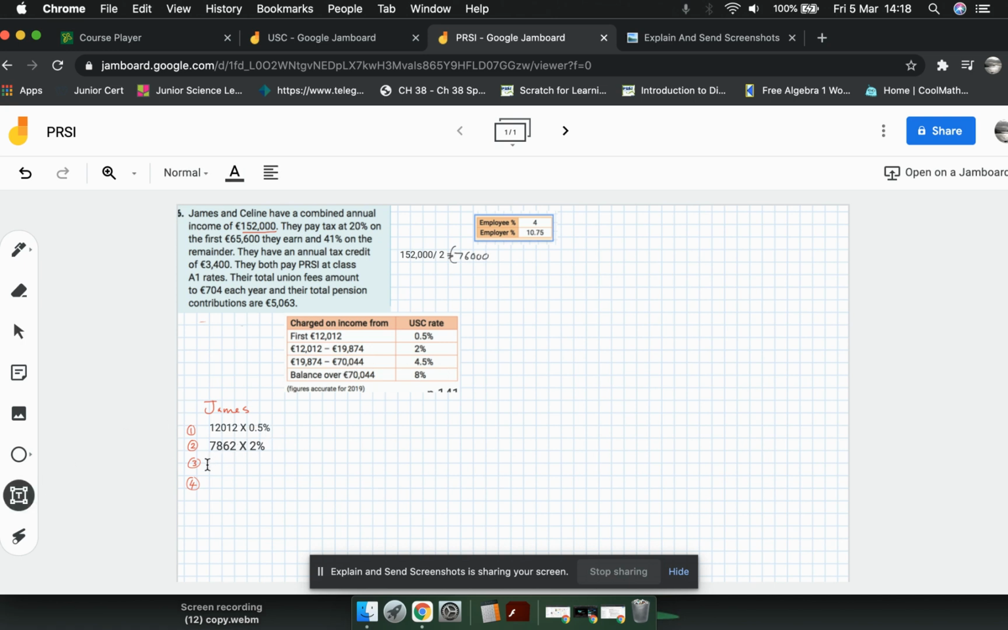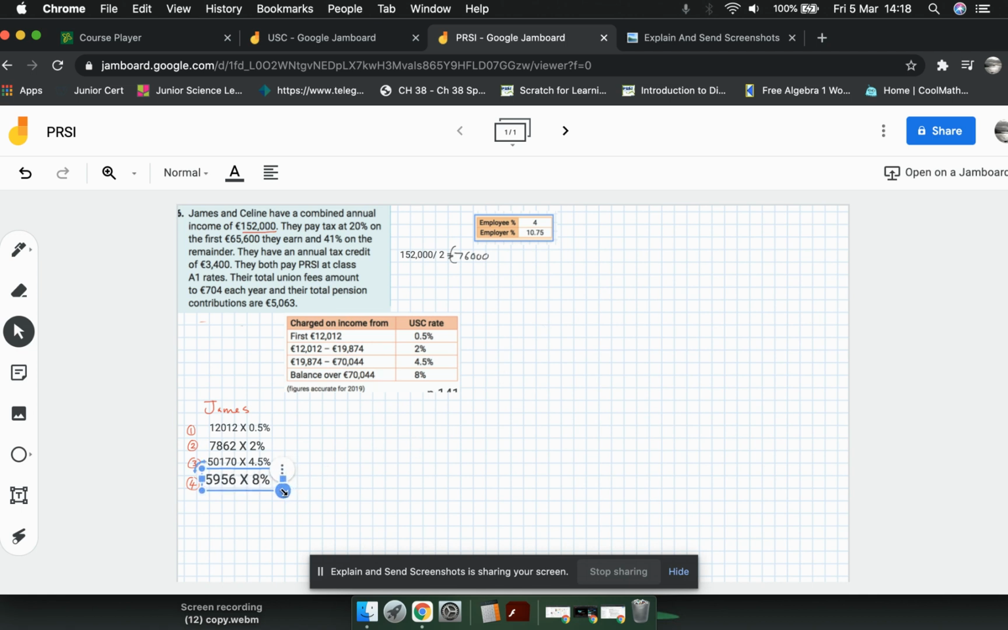The amount I got in my calculator was 50,170 euro, and that's being charged at 4.5%. You can see how the money's kind of dwindling away. Right, the next and final band. To figure this one out, is his balance over 70,044 euro? It is, at 76,000. So we take 76,000 minus 70,044 euro. You should have got a value of 5,956 euro, and that is times the top rate, which is 8%.